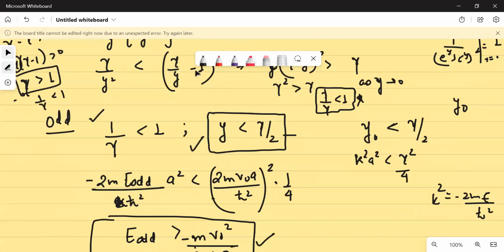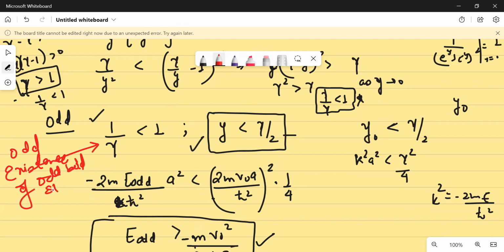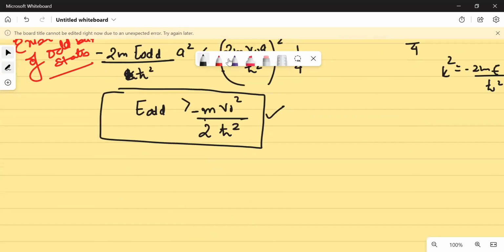So these are the conditions for the existence of odd bound states. For odd bound states to exist, this should be the case. And further, you know that the odd bound state, if it exists, then E odd should be greater than minus m v naught square upon 2 h cut square. Is that clear? Now my final question to you is, what will be the ground state?